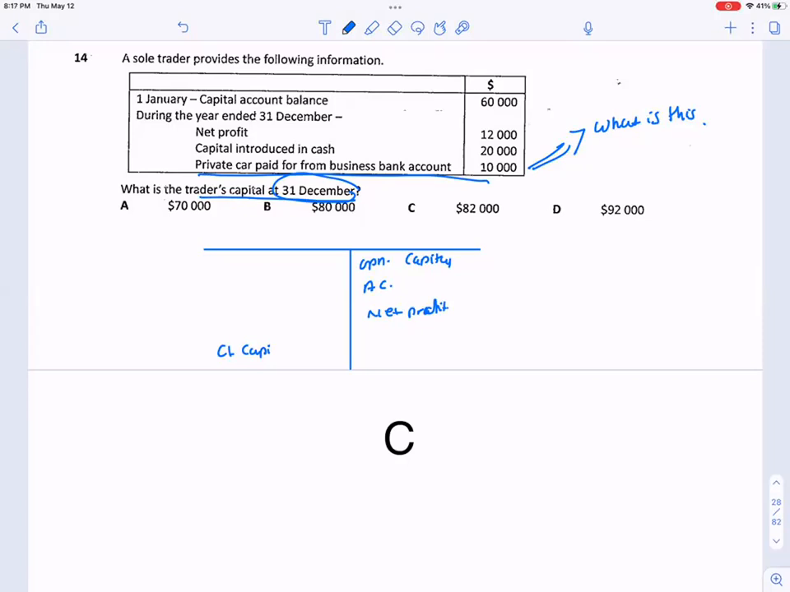So I'm getting 82,000. Is 82,000 the current liability? No, it's the trader's capital, right? Yes, you're making the capital account.